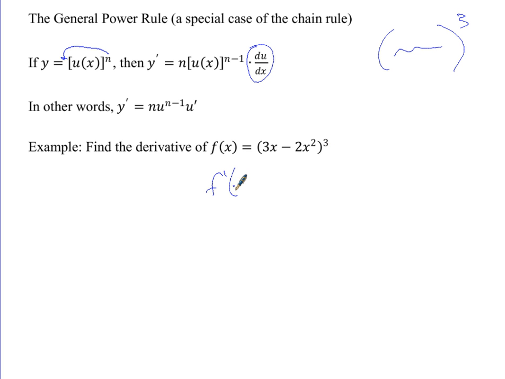F prime of x equals 3. So the 3 came from the exponent coming down. The stuff inside stays the same. Decay the exponent by 1. Then times u prime, and u here is the inner function, so take the derivative. 3 minus 4x.